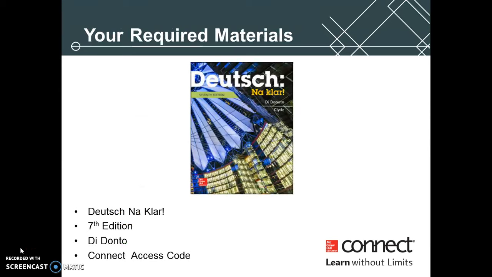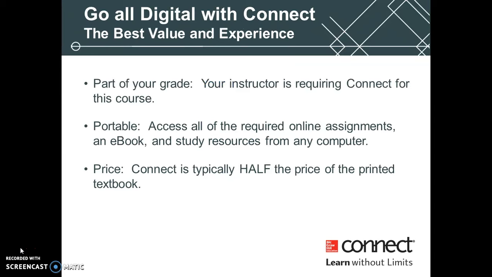Okay, so for this course, you will be required to purchase a Connect access code for Deutsch na Klar 7th edition. You don't actually need a physical copy of the book because you do have access to the ebook through Connect, but you do have the option to buy one in the bookstore. It's important to understand that Connect assignments will be taking up a certain percentage of your grade and that your instructor is requiring Connect for this course. Luckily, you can access the book and your assignments from a tablet or any computer, and Connect tends to be way cheaper than the book itself because it's all online.